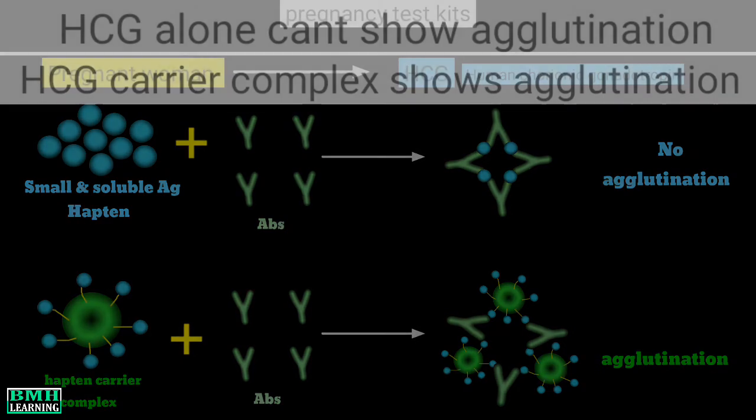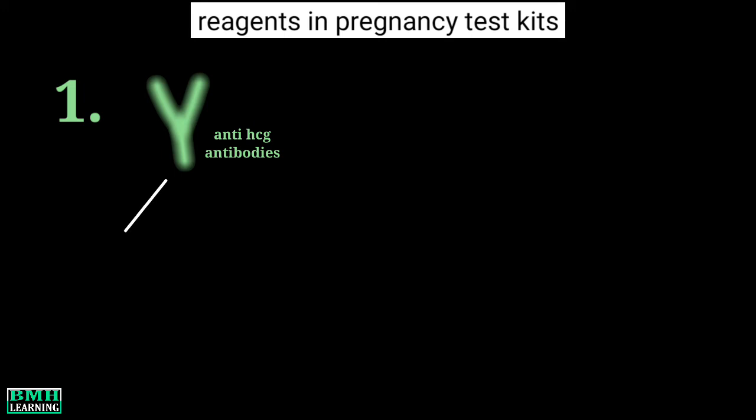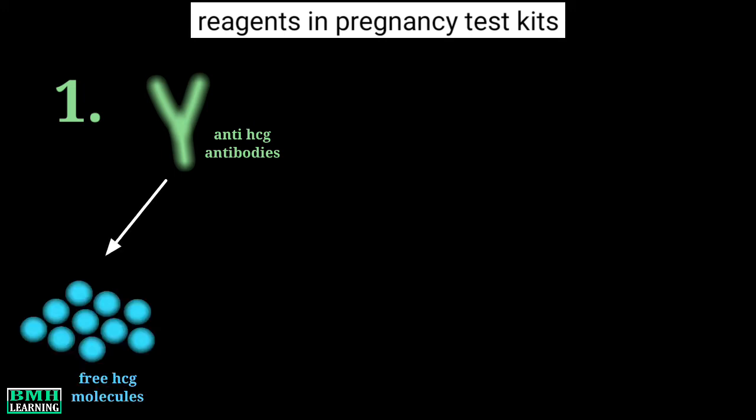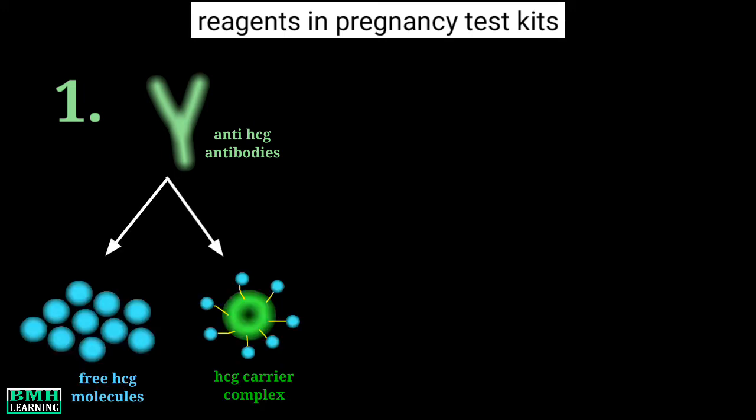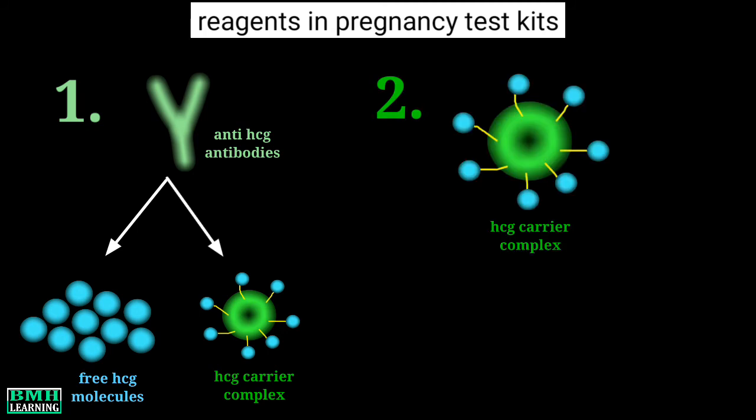Now, we need to know about the reagents used in pregnancy test kits. There were mainly two reagents. First is the anti-HCG antibodies. Now, these antibodies can bind to both free HCG molecules as well as HCG molecules complexed with carrier molecules. The second reagent is the HCG carrier complex itself. Now, in order to understand the principle, we have two scenarios.